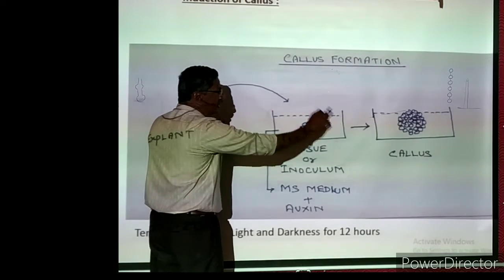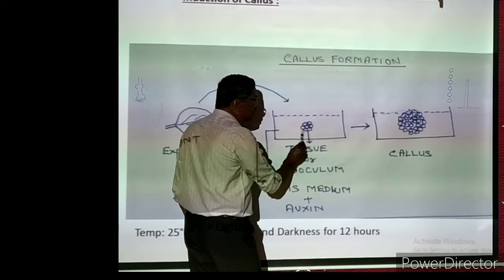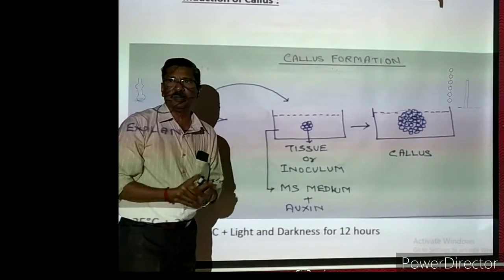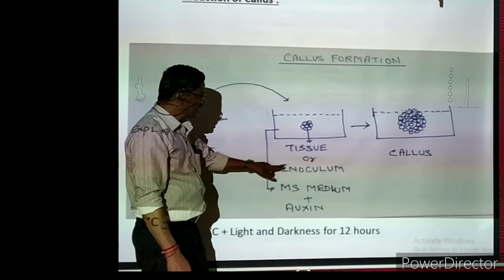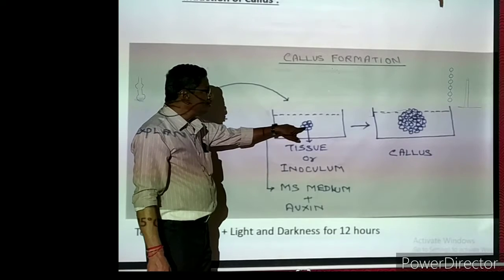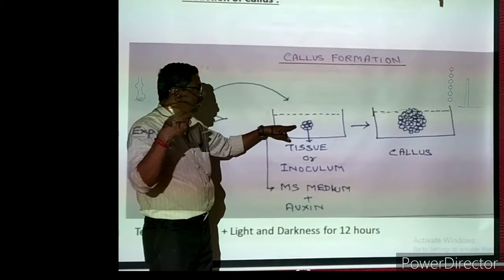Now we have to maintain the temperature, light intensity, everything should be normal. Then the cells present in the group, maybe 10 or 15 cells, keep on growing and multiplying because the culture medium is supplying food. So the cells are absorbing the food. They have suitable temperature, they have suitable light.